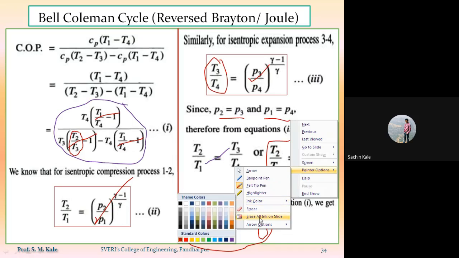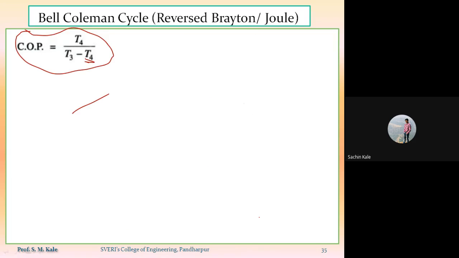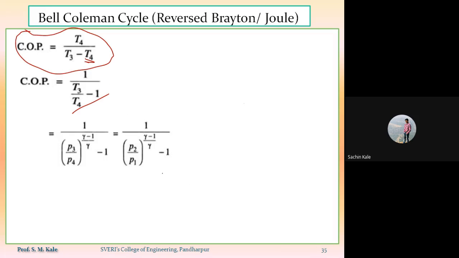So here in this equation, P3 by P4 is nothing but equal to P3 by P4 raised to gamma minus 1 upon gamma, which is nothing but equal to P2 by P1 raised to gamma minus 1 upon gamma.